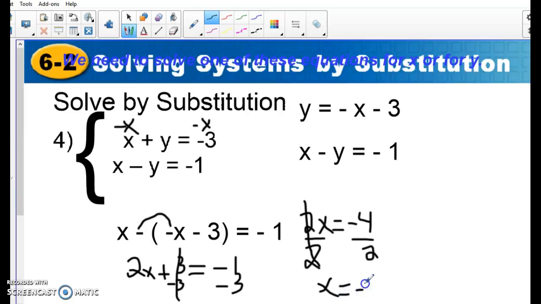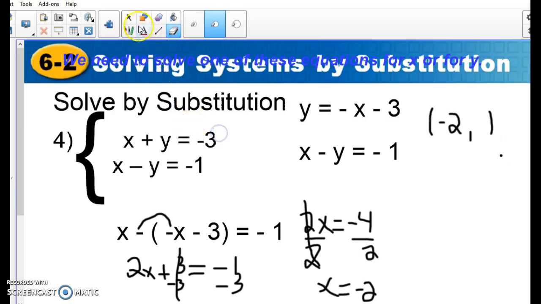Same thing as before. Now that I know my x is negative 2, I write it up here in my pair so I don't forget it. I need to figure out what y is. Again, it does not matter which one I plug it into, whichever one ends up looking easier for you. Let's pick this top one again. Negative 2 plus something gives me negative 3, and I know that's going to be negative 1.